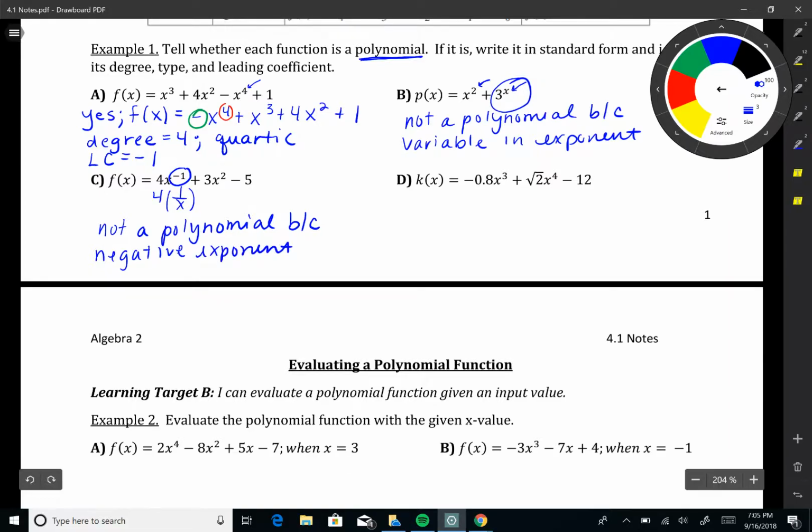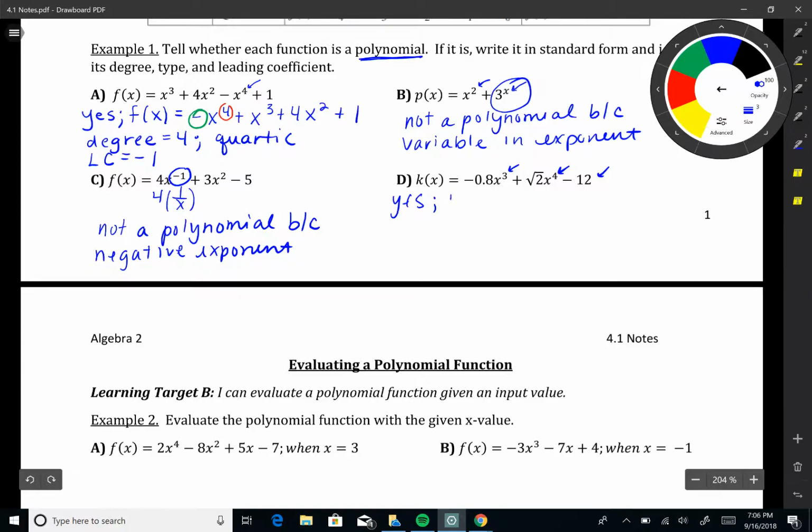All right, let's look at D. K of x equals negative 0.8 x cubed plus the square root of 2 times x to the fourth minus 12. Looking at the exponents, I have 3 and 4, and this exponent, remember, would be 0, all of which are whole numbers. So yes, this is a polynomial function.